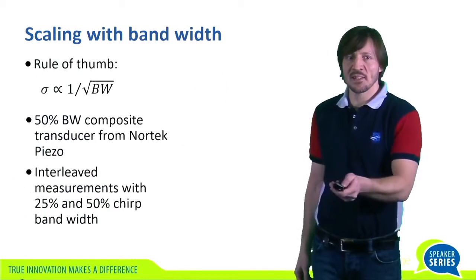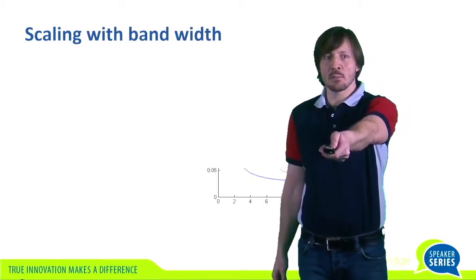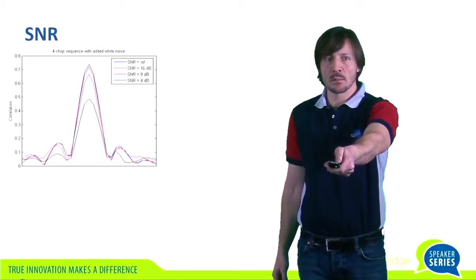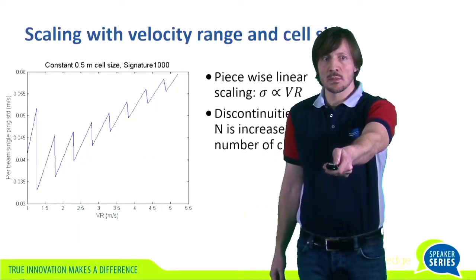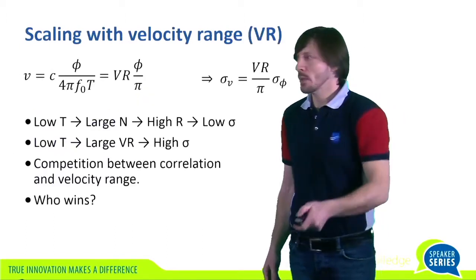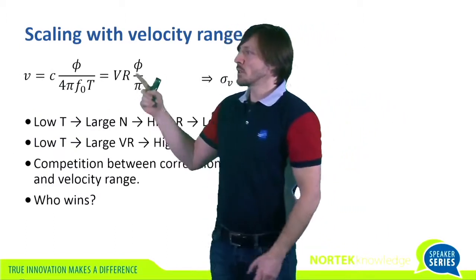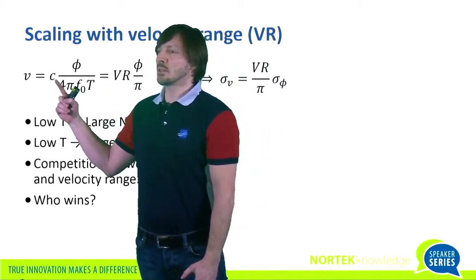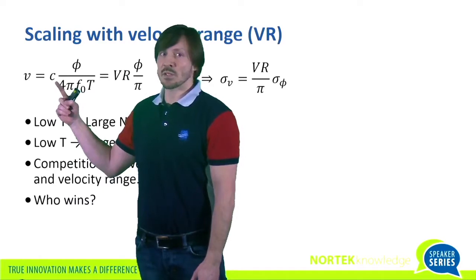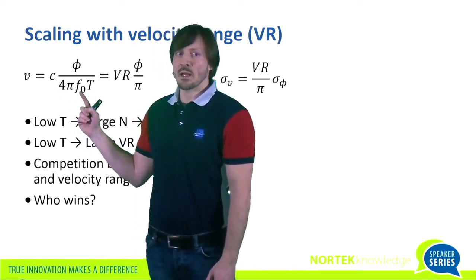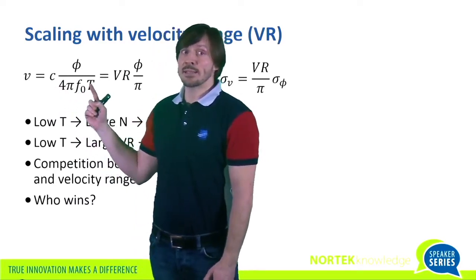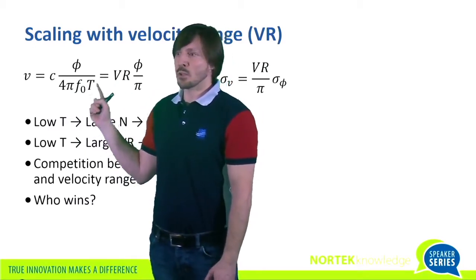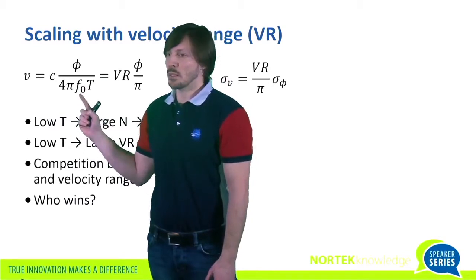Let me get back to it. Okay. So I said the velocity range is just equal to the velocity of sound in water over 4 pi f, the frequency, and here T, this is the length of the chirp. So the velocity range is inversely proportional to the time of the chirp.